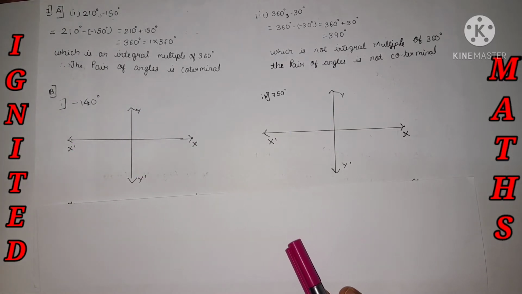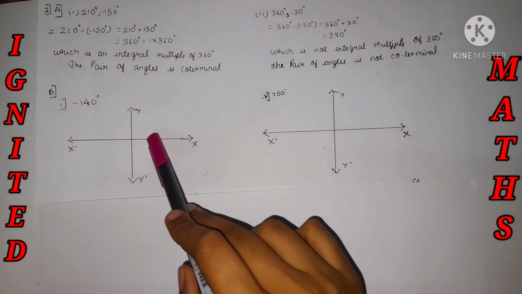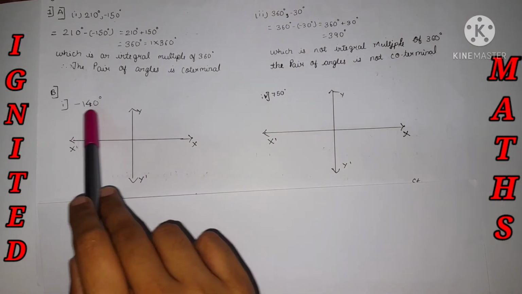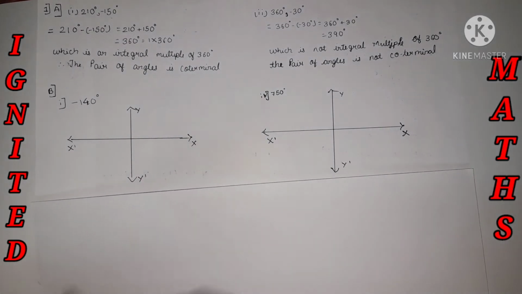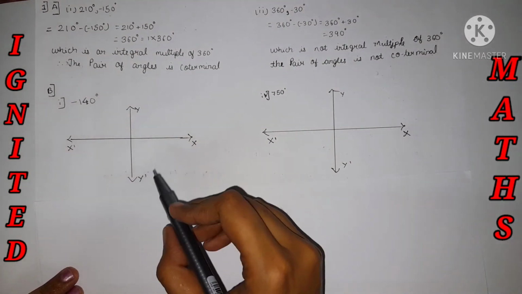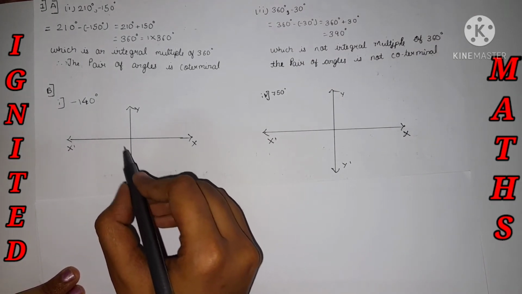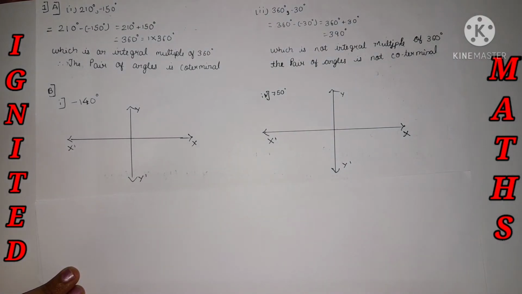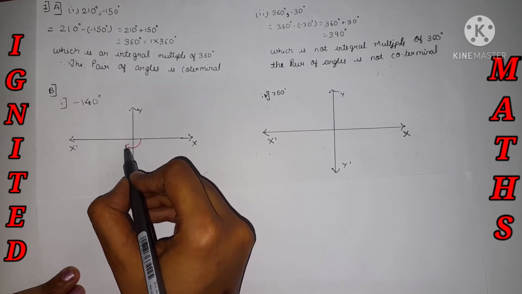Now as the question given is minus 140 degrees, the angle moves in clockwise direction. Yes, so it will move in this order, but the angle given is 140 degrees. So 0 to 90 at the fourth quadrant over here, and 90 to 180 comes over here. The 140 lies between 90 to 180, so it will come in this order.